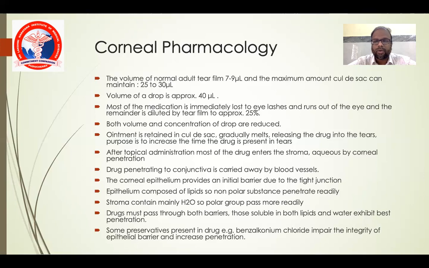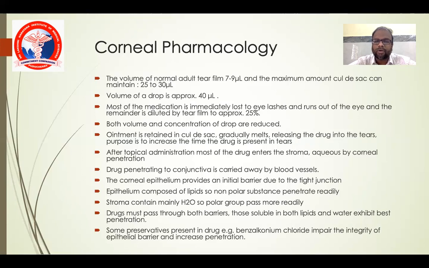Okay. Now let us look briefly at corneal pharmacology: what happens when we apply topical drops on the cornea, how they are metabolized, and how they penetrate into the eye. The volume of a normal adult tear film is 7 to 9 microliters, and the maximum amount the cul-de-sac can maintain is 25 to 30 microliters.